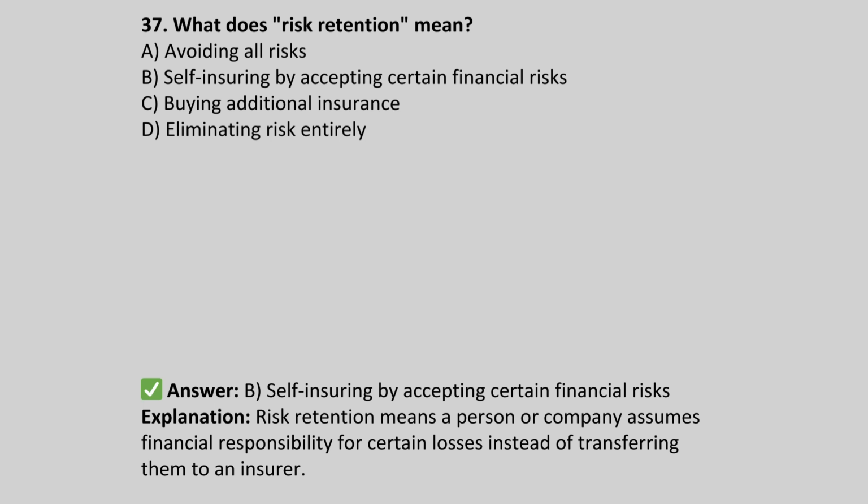What does risk retention mean? A. Avoiding all risks. B. Self-insuring by accepting certain financial risks. C. Buying additional insurance. D. Eliminating risk entirely. Answer: B. Self-insuring by accepting certain financial risks. Explanation: Risk retention means a person or company assumes financial responsibility for certain losses instead of transferring them to an insurer.